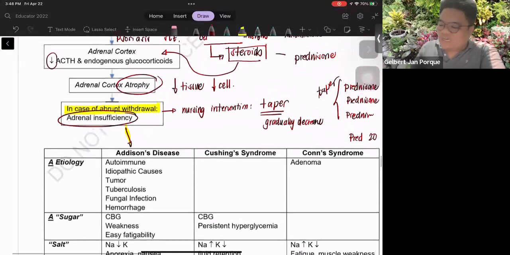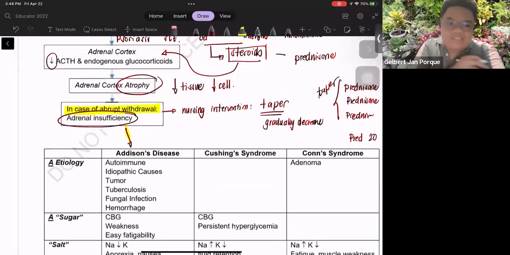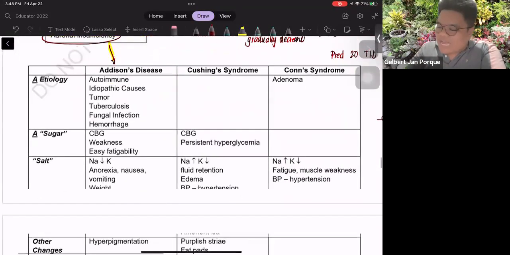Because that is a major risk factor going towards your Addison's disease. Now, you have autoimmunity. You also have idiopathic causes, the tumor, tuberculosis, fungal infection, and even hemorrhage. They could all lead to Addison's disease. Sa hemorrhage, kaniya secondary sinimatabo is ma-decrease ang oxygen pakadto sa inyong adrenal gland, ma-decrease iya functioning. Okay, that's for your Addison's disease.